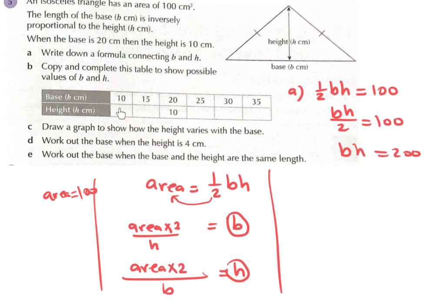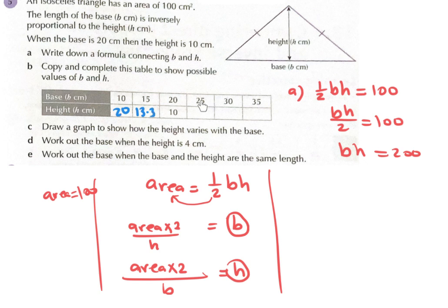Now to find the height, area times 2, which is 200. So if I need to find the height, 100 times 2, which is 200, divided by 10. 200 divided by 10 is 20. Now the same, 200 divided by 15. 13.3. The answer is 13.3, to one decimal place.